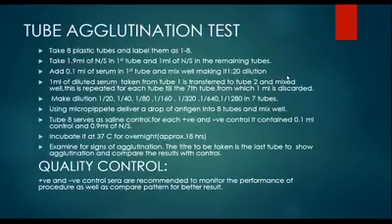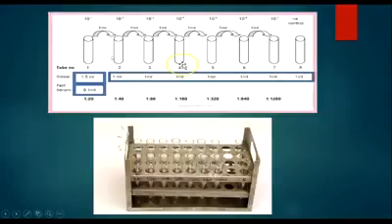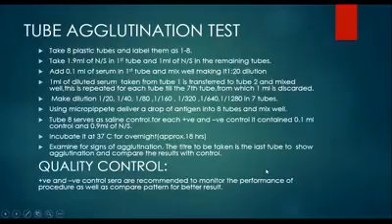Okay. Coming on to the next test, that is the tube agglutination test. What we require in this test is 8 plastic tubes or glass tubes. As you can see, we have 8 plastic tubes named 1 to 8. The next step is to take 1.9 ml of normal saline in the first tube and 1 ml of normal saline in the remaining tubes.